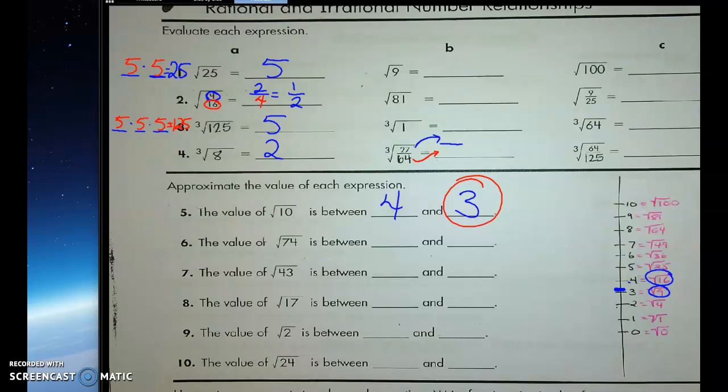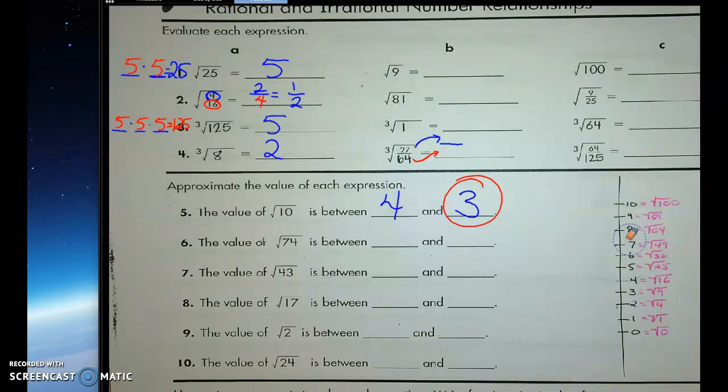Number 6, square root of 74. With square root of 74, I can see it's bigger than square root of 64, but it's going to be smaller than square root of 81. So that means it's going to end up coming right in here on your number line. So you're going to fill in number 6 for what it is between. And then I want you to go ahead and circle which one it is closer to. Number 7 on your own, finishing up number 7.